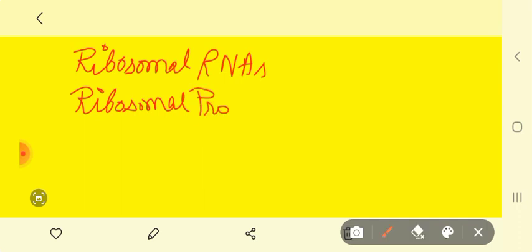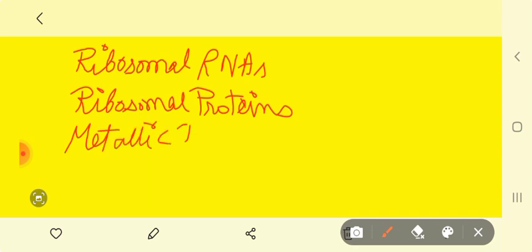It will be ribosomal proteins and some metallic ions which catalyze the association and dissociation of the ribosomes. Let us start with ribosomal RNA.